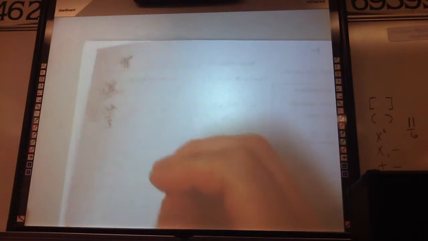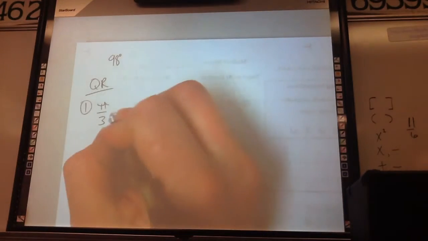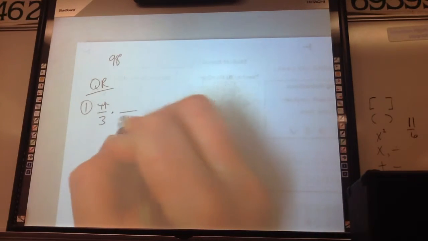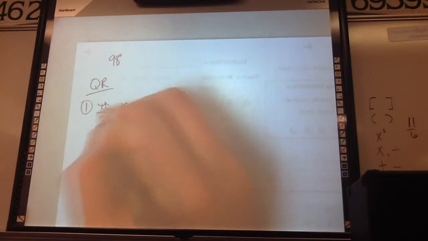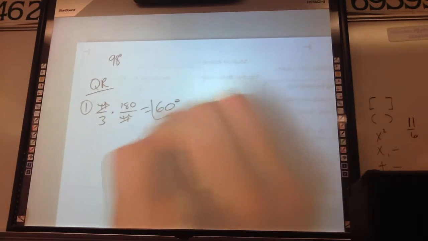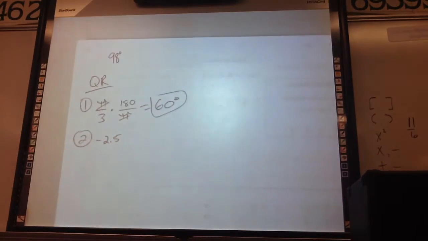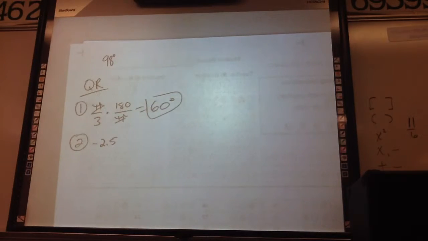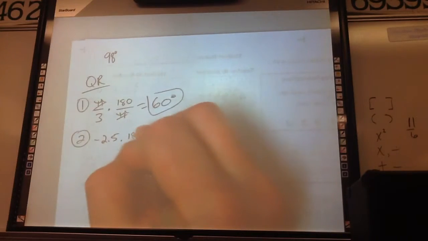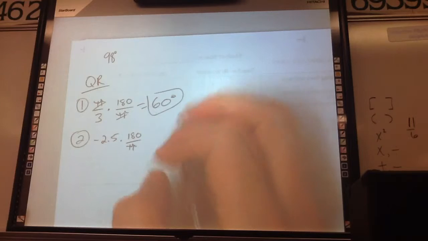Number 3. What is that in? Radians. So you multiply by 180 over pi, so it's going to be 60 degrees. That's on our chart. Negative 2.5. That's in radians. So you multiply by 180 over pi, and you're going to get 360 plus 90, 450.